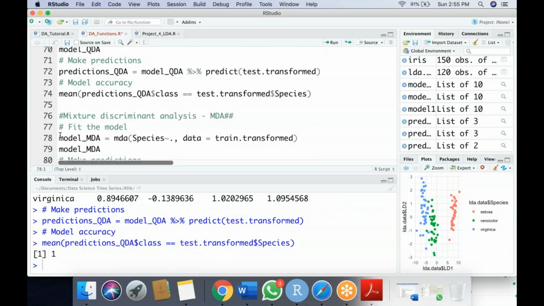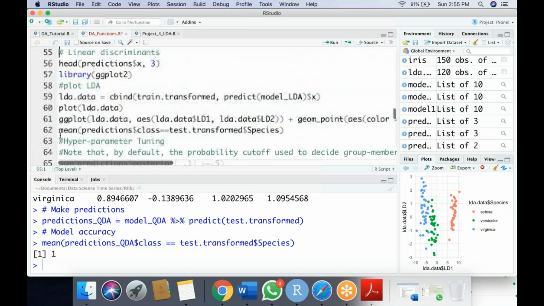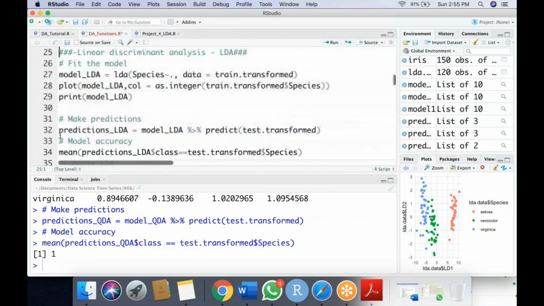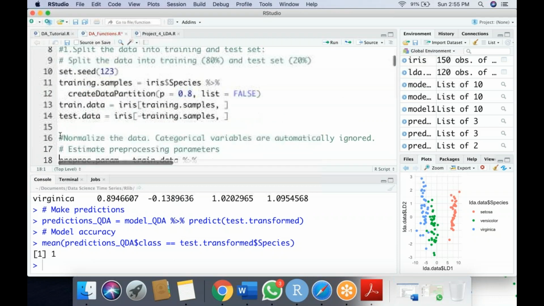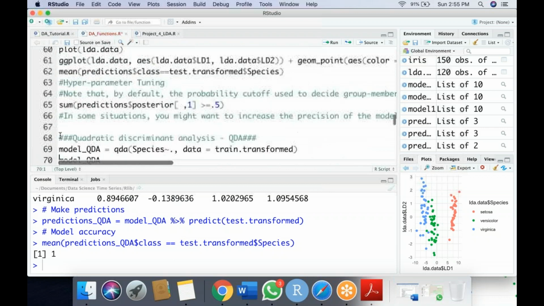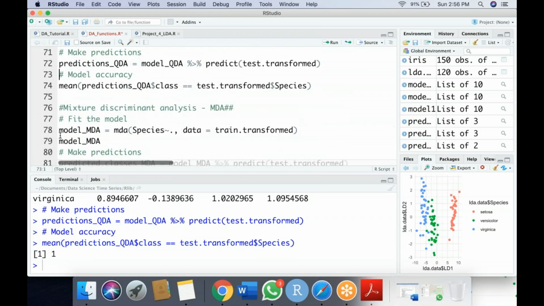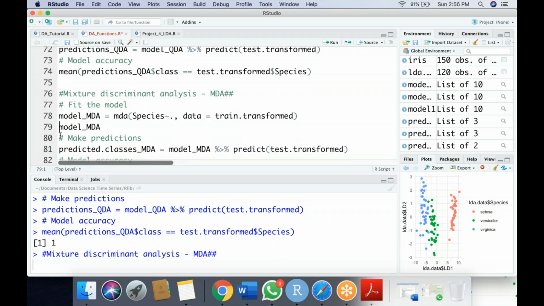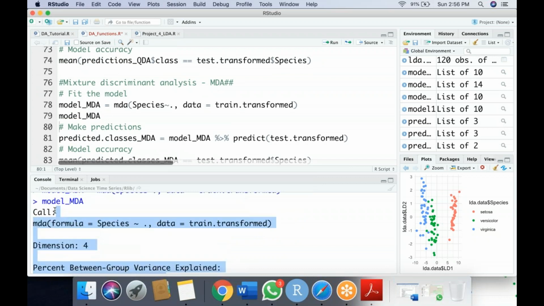To write MDA, you have to use the library package I have mentioned above, because that is not available under MASS. You can get it from library mda. And if we run an MDA model on our same data, we can get our MDA predictions.